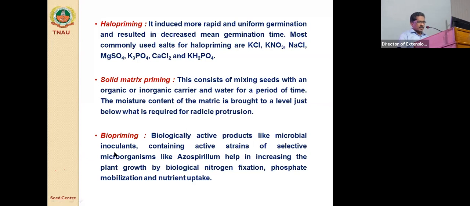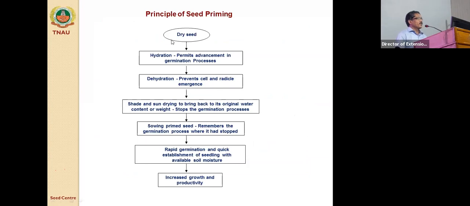And biopriming is the order of the day. Nowadays, everybody is talking about biopriming. It is just the inclusion of biological organisms. These biological organisms will be useful either for giving some growth promoting effect or for counteracting diseases also. So in that way, biopriming is now getting momentum. We are using different bio organisms for biopriming. So this is the principle of seed priming.